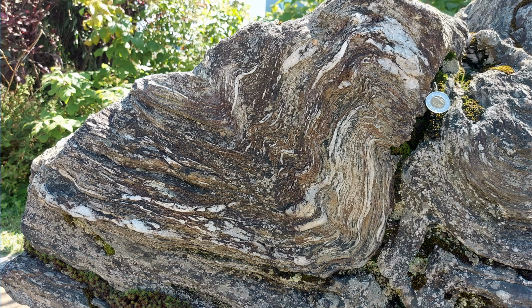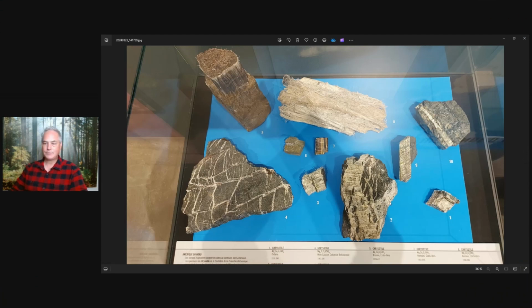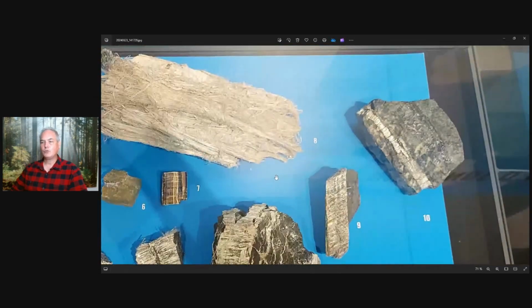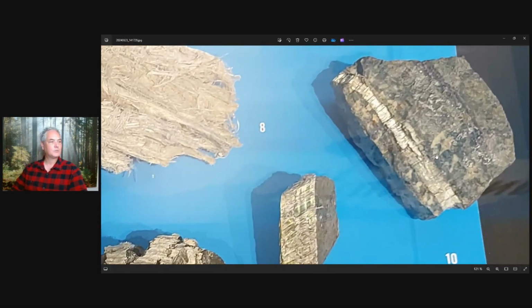So I wanted to show that to you. I think it's always interesting to see how it goes. So if we look here at the museum, we had some samples. The sample I showed you, the first one, looked more or less like this one here. So here we have a fracture and we have fibers that were growing like this.